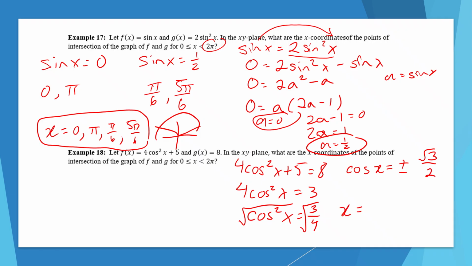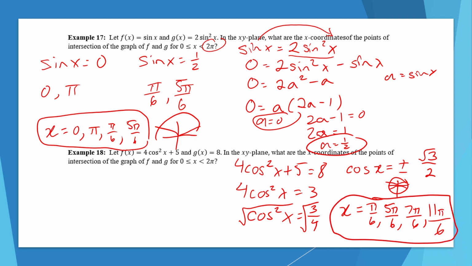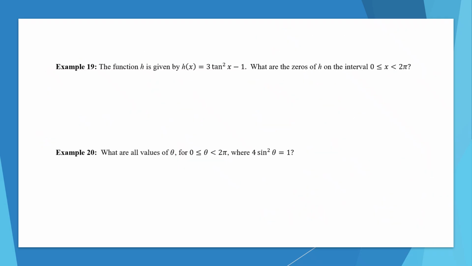And then here, we're going to get 4 angles. Where's cosine equal to root 3 over 2? That is going to be at a 30-degree reference angle. So it should be pi over 6, 5 pi over 6, 7 pi over 6, 11 pi over 6 on the unit circle there. All right, now let's try the next two. We have 19 and 20.